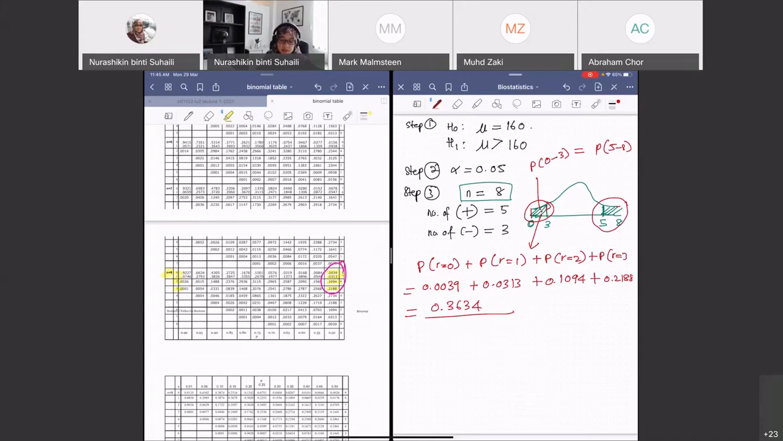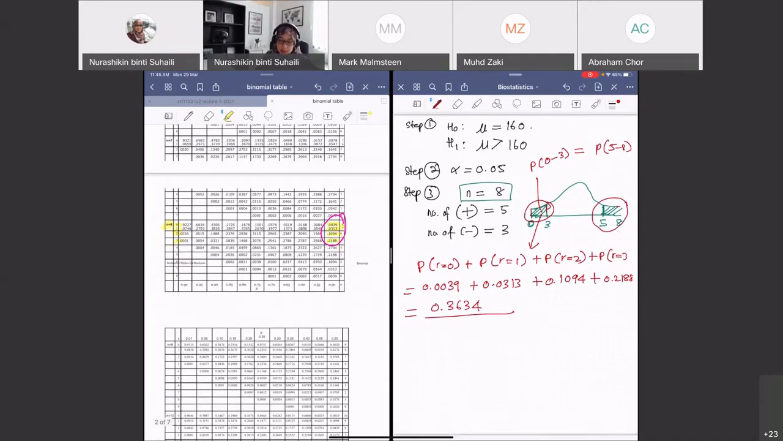Now let's see whether what I said is correct. Instead of finding the area when r or x equals 0 to 3, we can also find the probability when r is greater than or equal to 5, which is from 5 to 8. So this is P(r=5) plus P(r=6) plus P(r=7) plus P(r=8). So whether it's correct or not.